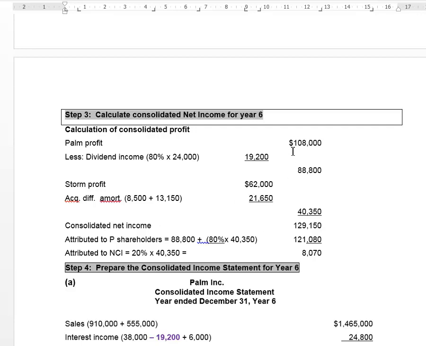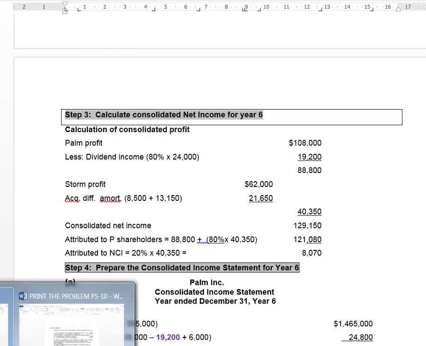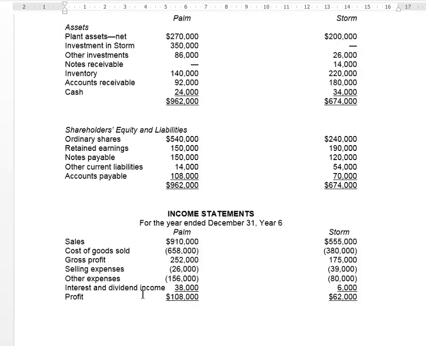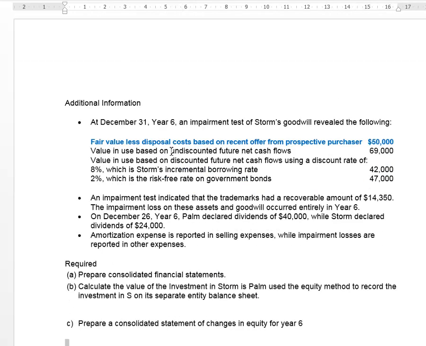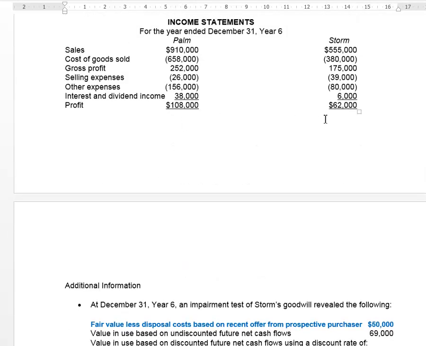So you can see I'm going to take the income of the parent, which sits on the separate entity statements. If I go back to the question here, 108,000 and 62,000, right? So the parent separate entity income is 108,000. Storm's separate entity income for year 6 is 62,000, right?